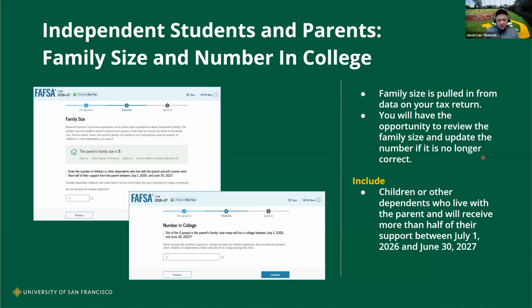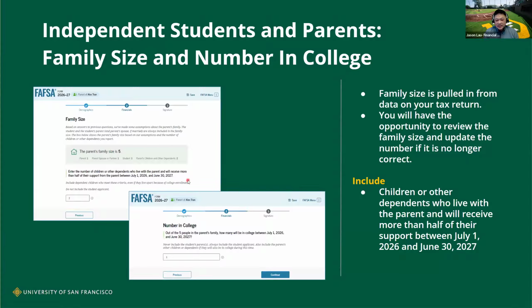And it will allow you to answer if there's a change to your family size, maybe that the IRS did not capture in the tax return. If you say yes, there's a change, then it will allow you to manually enter your family size. So you want to ensure that this is correct because it will affect student aid eligibility. If you're not sure, if you say you have changes, then you'll be able to see what FAFSA has for your family size, and then you can update it from there.